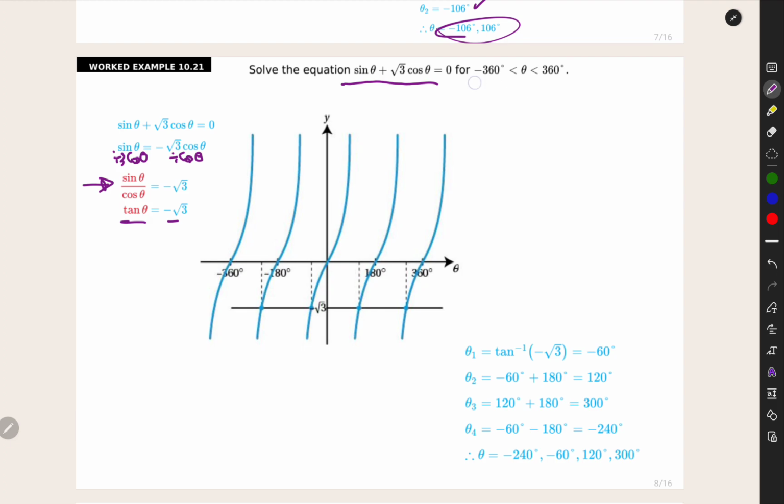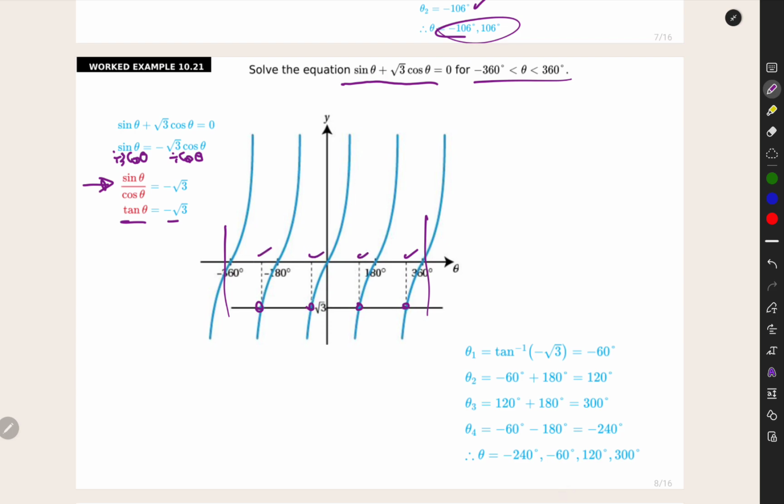So all we need, between this interval of -360 to 360, from here and here, where I meet up with -√3, I'm going to have 1, 2, 3, 4 points of intersection, giving me my 1, 2, 3, 4 solutions.